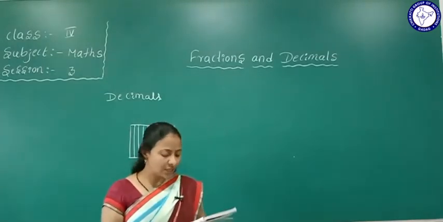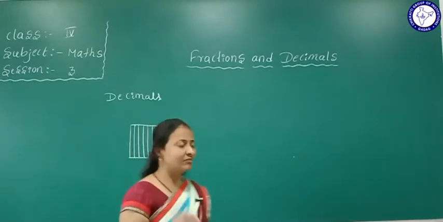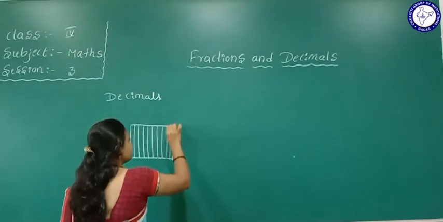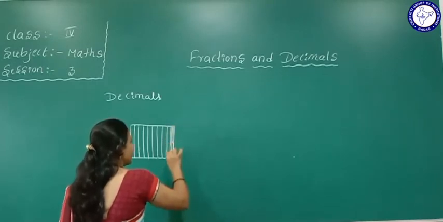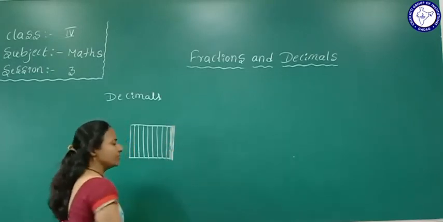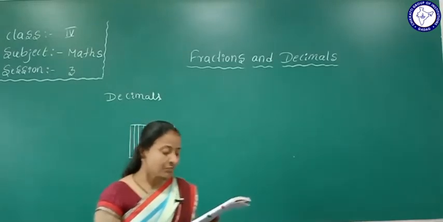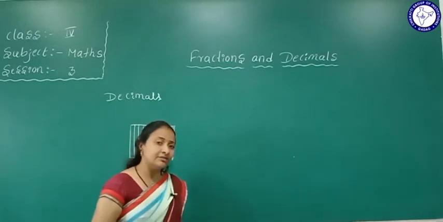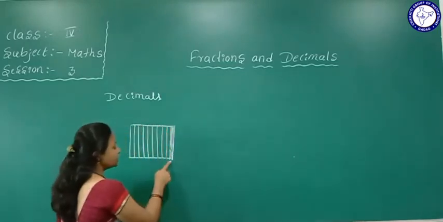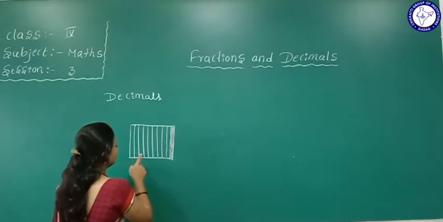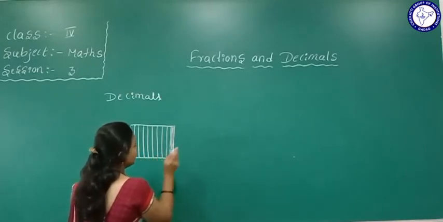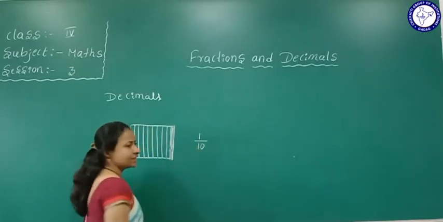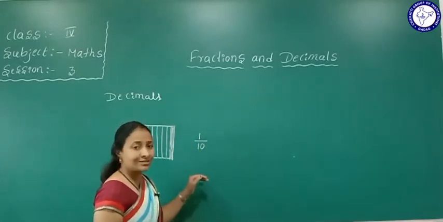Okay, in this sheet one part will be shaded. In the 10 parts, one part we shade. How is this written in fraction form? 1 is shaded. How many are there? 1, 2, 3, 4, 5, 6, 7, 8, 9, 10. So 1 is shaded. How many parts are there? 10 parts. So this we call the fraction form.